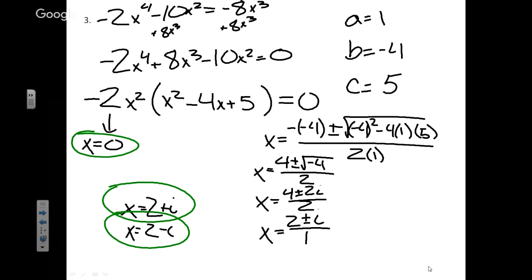So do you guys have any questions about anything that we went over? Do you guys understand taking what you have, factoring something out to get a quadratic, and then using the quadratic formula to solve it from there? You guys have any questions about that?